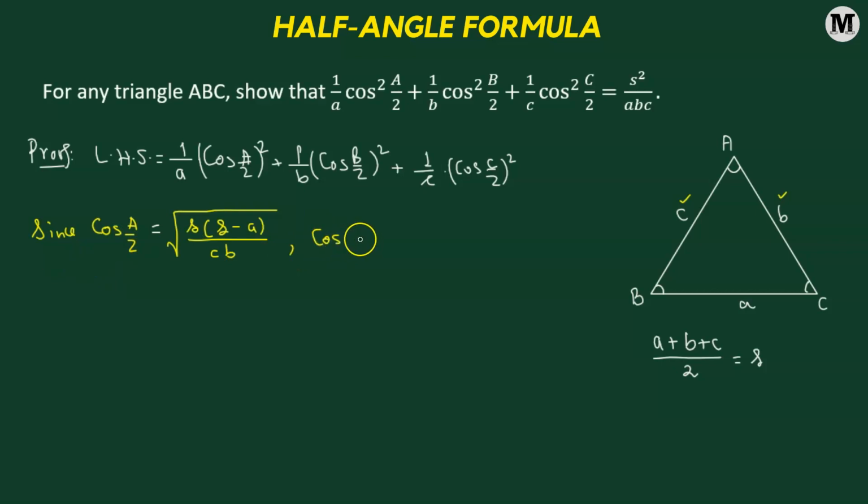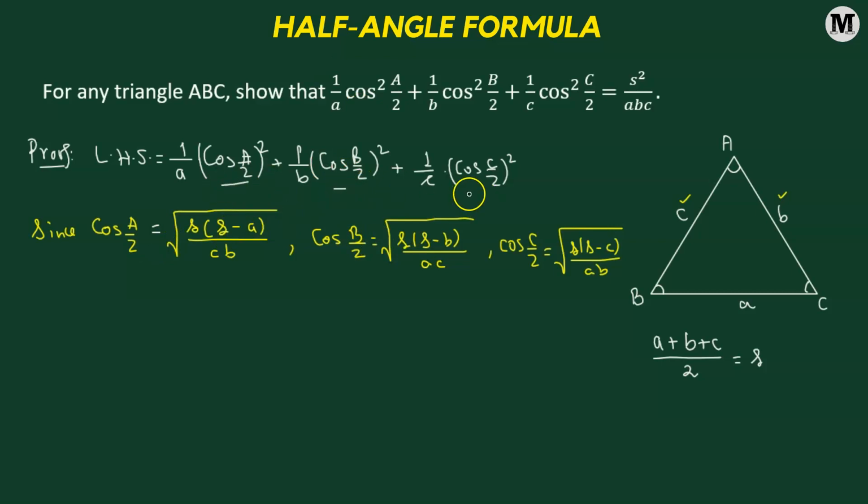Similarly, we can define cosine of B over 2. The cosine of B over 2 is given by the square root of s multiplied by s minus b, whole divided by ac. And then cosine of C over 2 is defined by the square root of s times s minus c, whole divided by ab. So now we have defined cosine A over 2, cosine B over 2 as well as cosine of C over 2, and we're going to substitute these values into the respective positions.